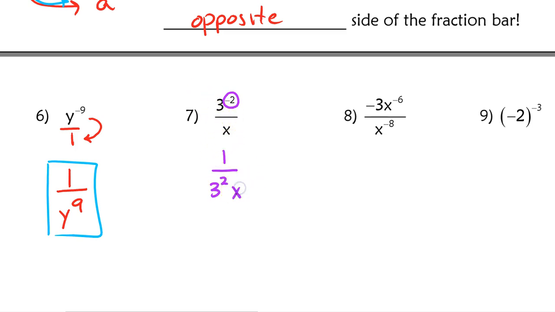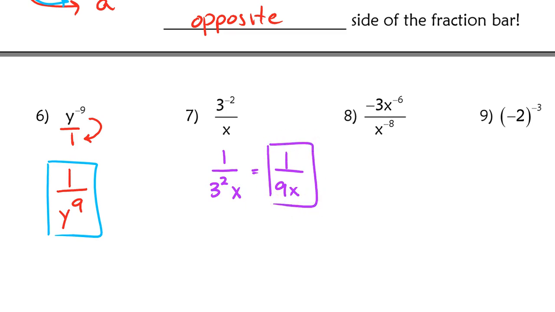And the x is going to stay where it is because he's not unhappy. He's fine where he's at. So we just keep that x there. Now we go ahead and simplify this in our calculator. 3 squared is 9. So this would become 1 over 9x. And there's my final answer for number 7.